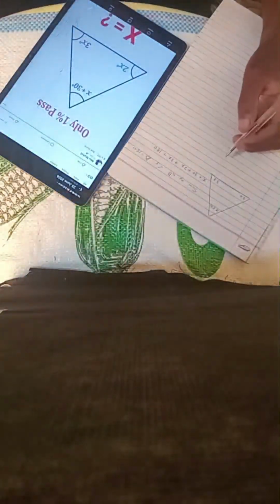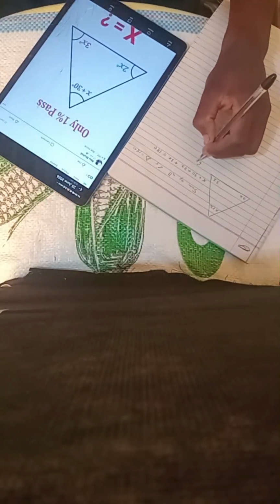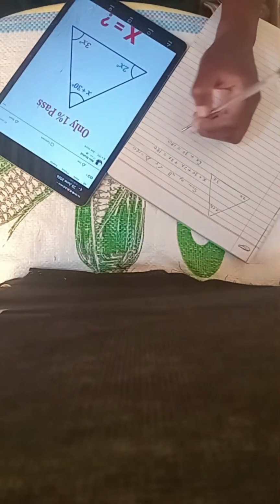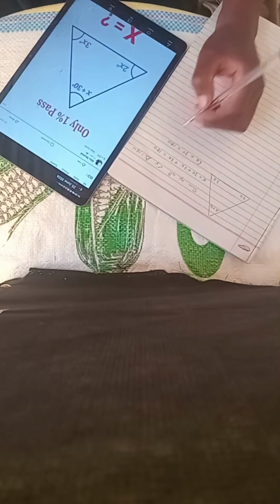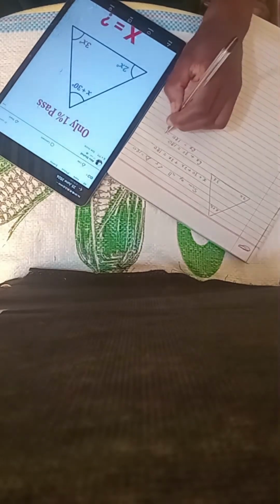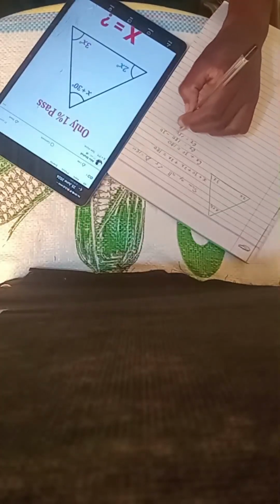Should be 180. Therefore, x plus 2x plus 3x is 6x, plus 30 equals 180. So 6x is equal to 180 minus 30. 6x is equal to 150.